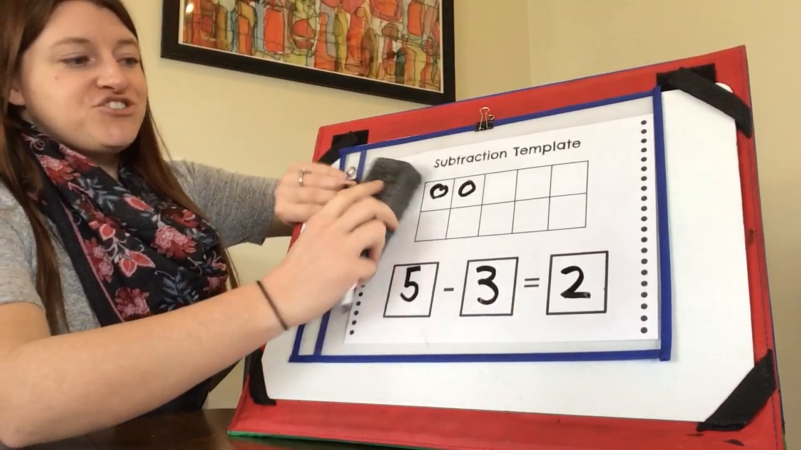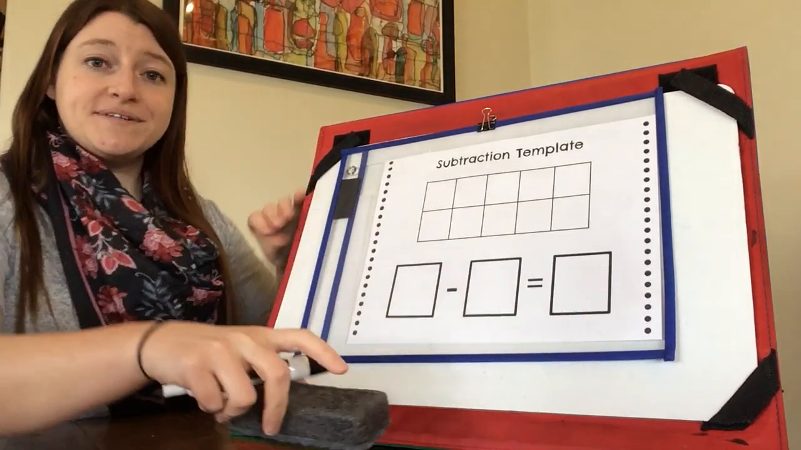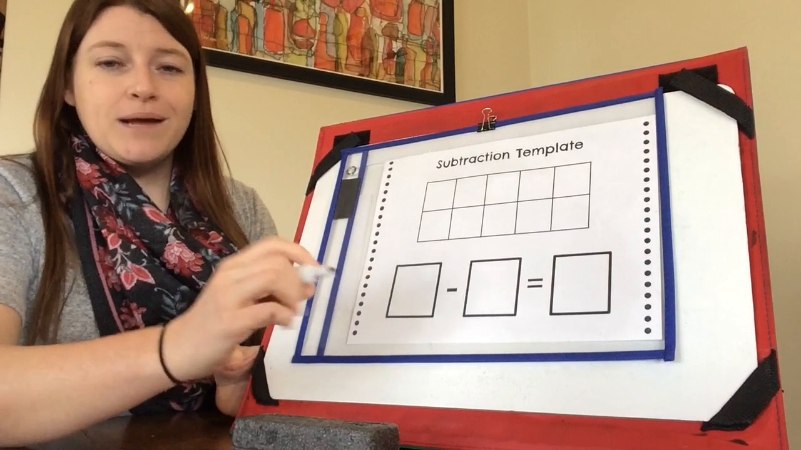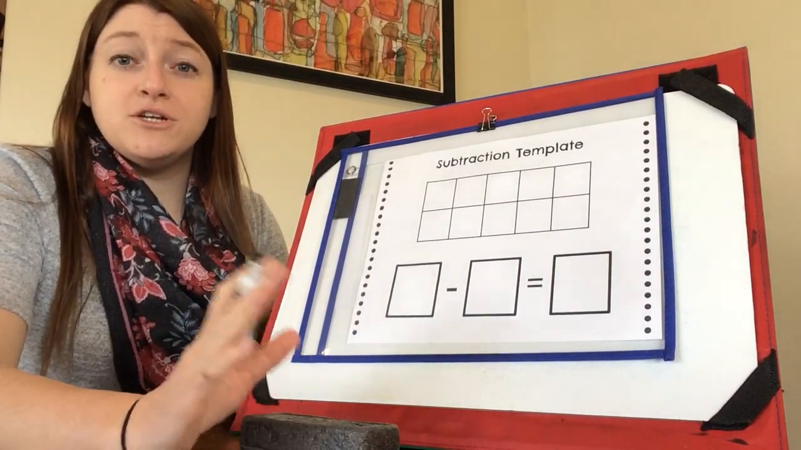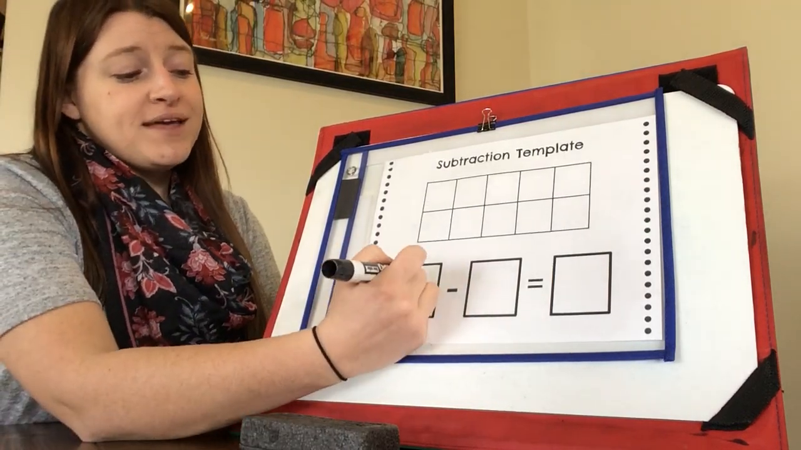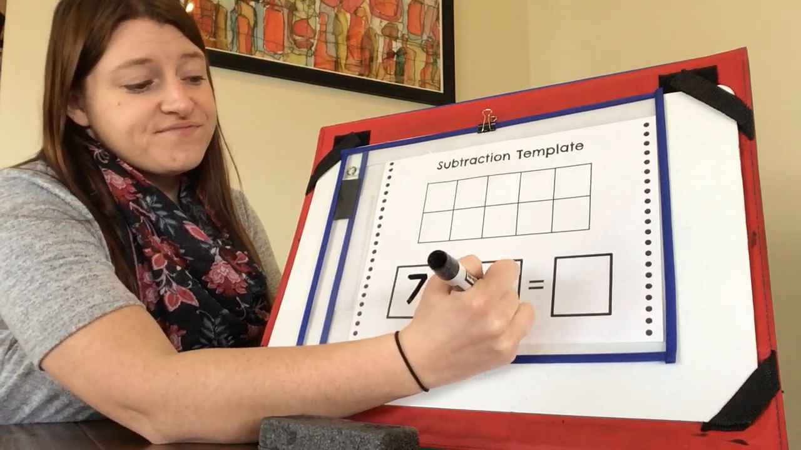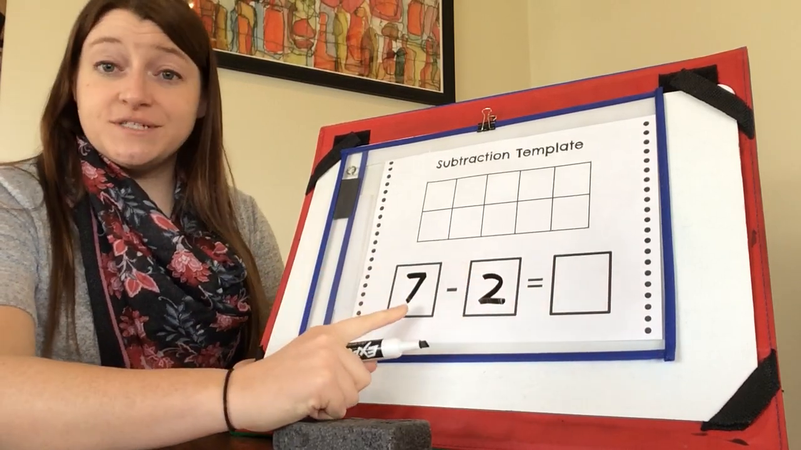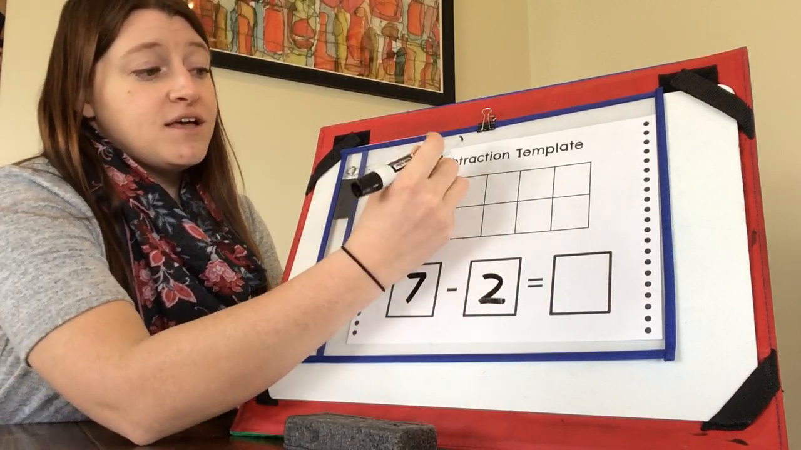Great job. Let's try another one, and I want to show you a different way that you can show subtraction besides erasing the dots. When I'm using a pencil to do my work, erasing can kind of take a long time, so I'm going to show you a quicker way to do it. This time, let's do 7 minus 2. Okay, so we start by drawing 7 dots, and then we'll take away 2 dots.